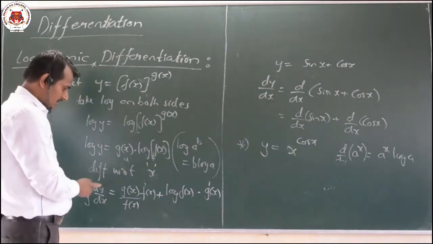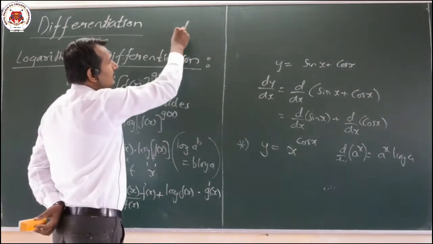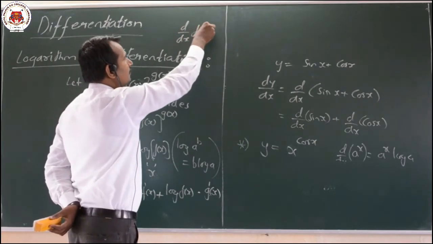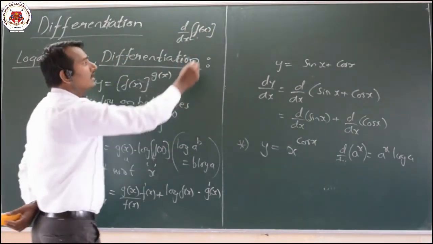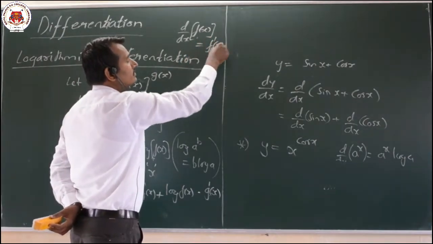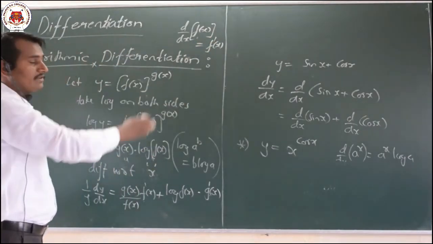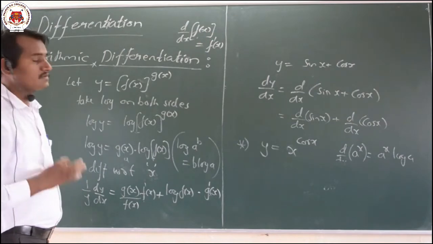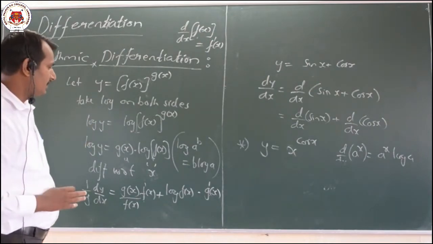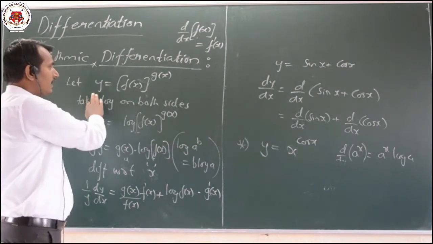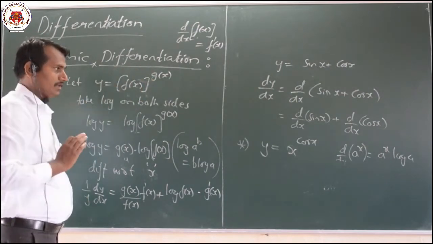Instead of writing d by dx of f of x, I had written here directly f dash of x, that in turn is nothing but f dash of x. That was a very simple concept related to this particular problem. Now we shall start our actual problems related to this, that is y is equal to f of x to the power of g of x.